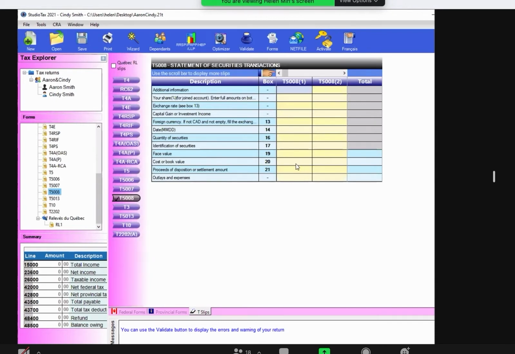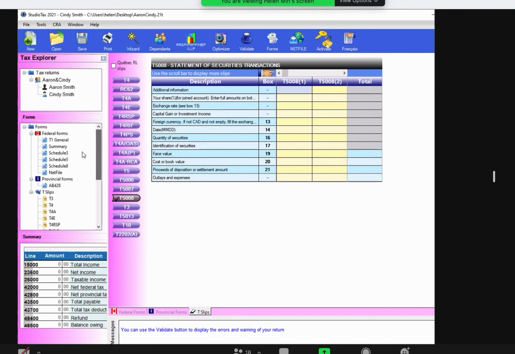You cannot do the T5008 because you don't have box 20, the cost or book value. There's no book value for this one. It's only the proceeds, $45 and $28 as proceeds money. The proceeds and the shares are in box 16. They only tell you the shares, the proceeds and the settlement amount. So you need to find out the cost. In this case you cannot use the T5008; you only do it manually.